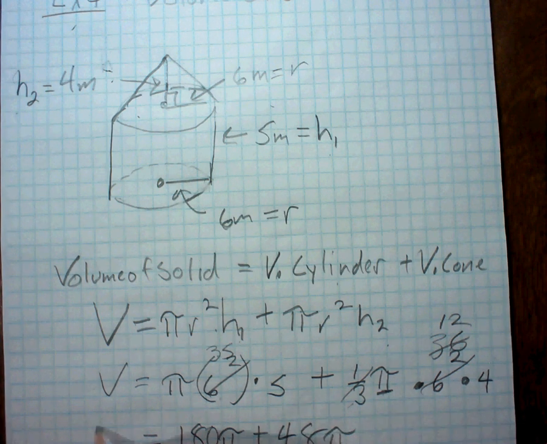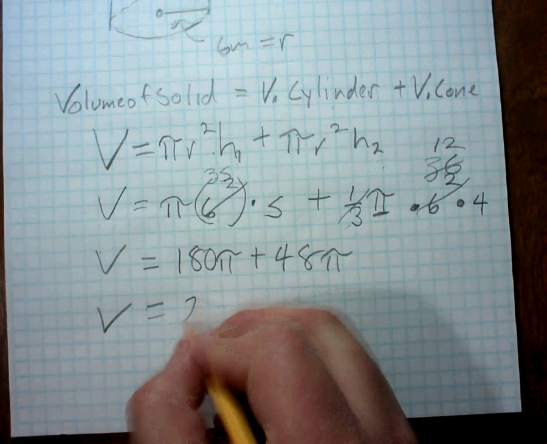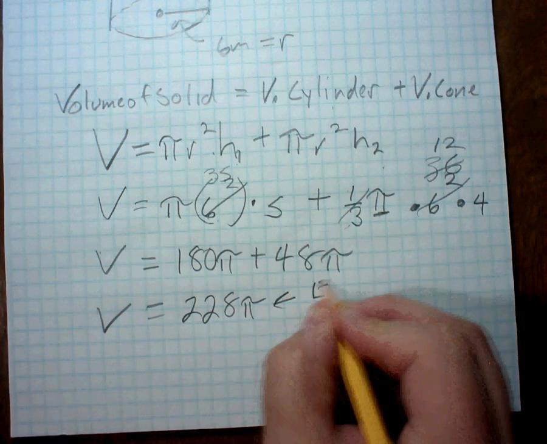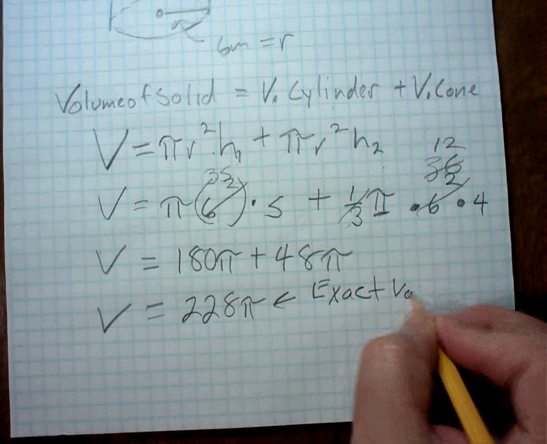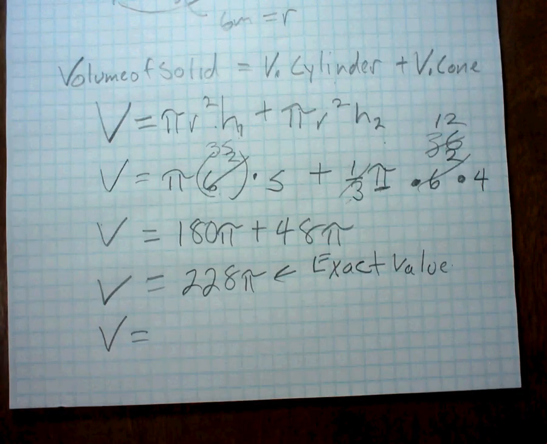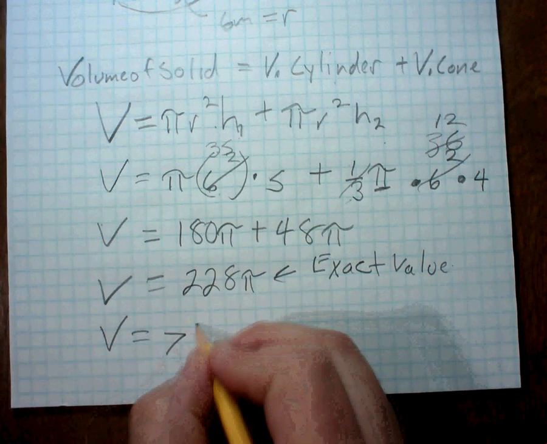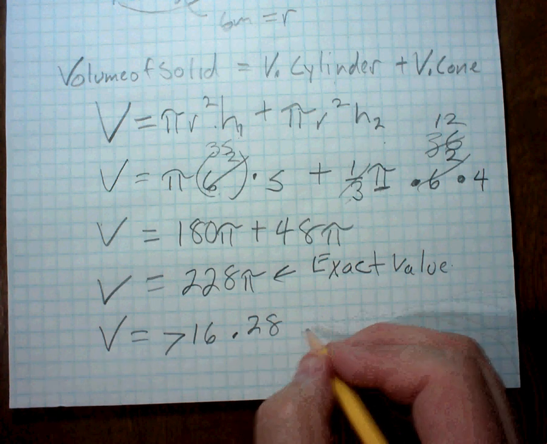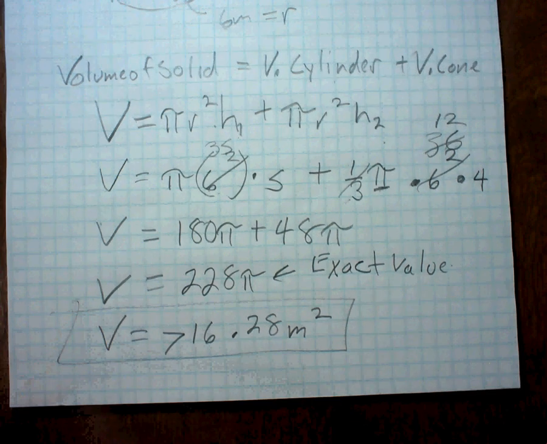So the total volume is 228 pi. Now remember, this is what we call the exact value. And then the volume, if I plug in 3.14 for pi, I get 716.28 meters cubed. So that's the total volume for that shape.